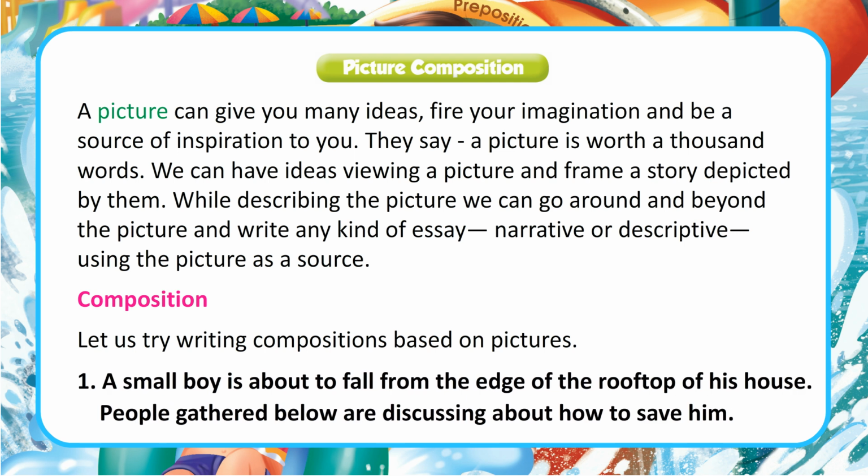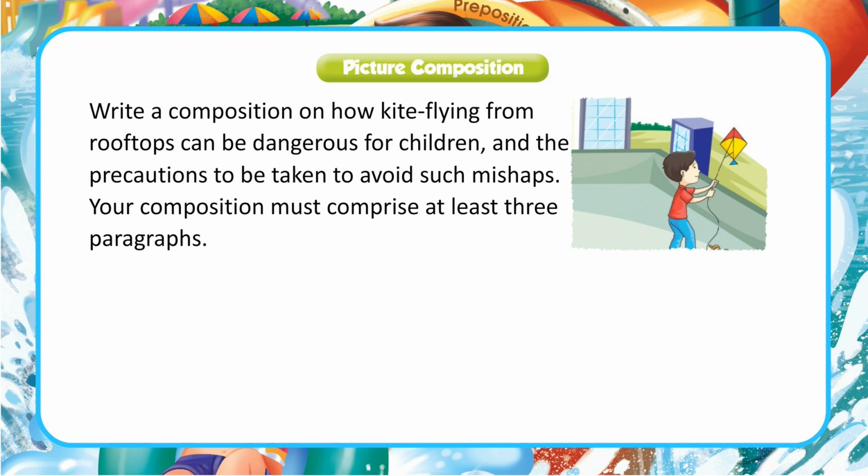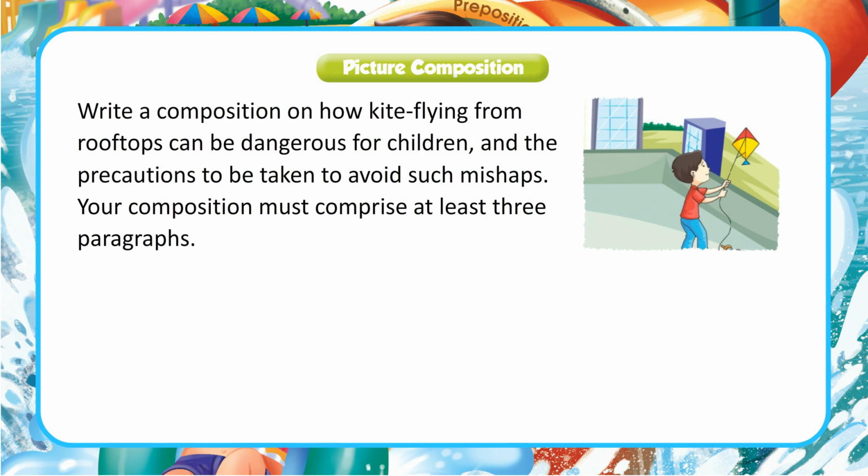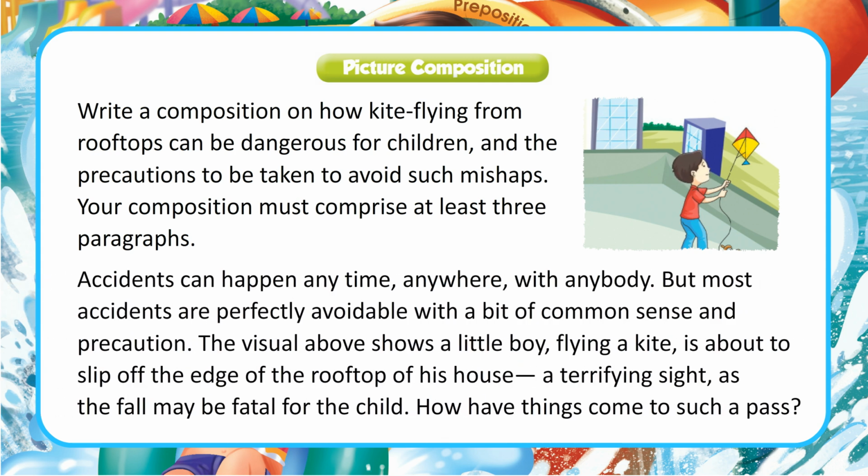1. A small boy is about to fall from the edge of the rooftop of his house. People gathered below are discussing about how to save him. Write a composition on how kite flying from rooftops can be dangerous for children, and the precautions to be taken to avoid such mishaps. Your composition must comprise at least 3 paragraphs.